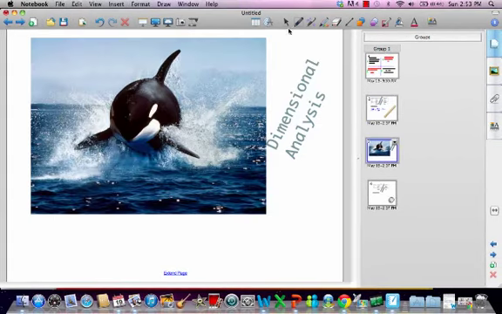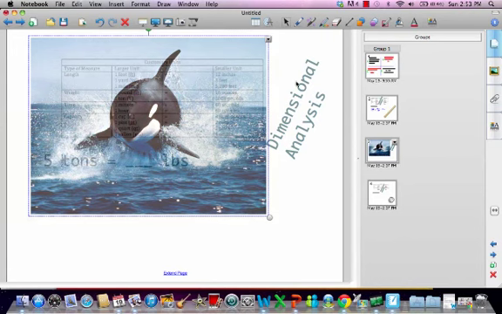Whoa, it's a killer whale. Oh my goodness, that's a bit scary. We got to get rid of that.